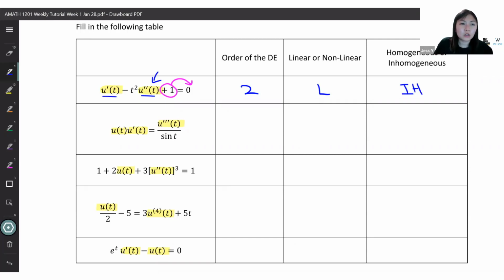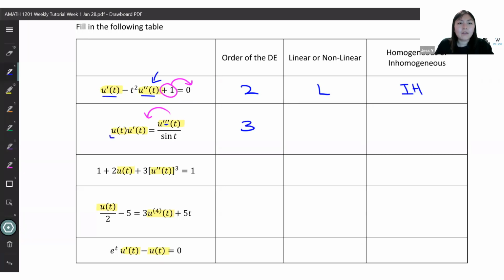Remember, anything to do with the U's should technically be on the left-hand side. So imagine we've moved that U triple prime term to the left. So the order of the DE, the highest derivative is this third derivative. So the order is 3.